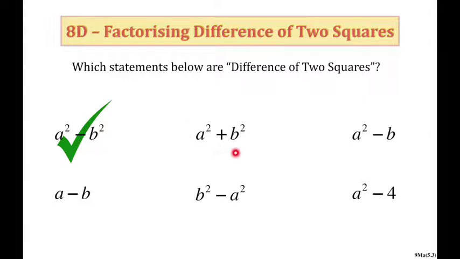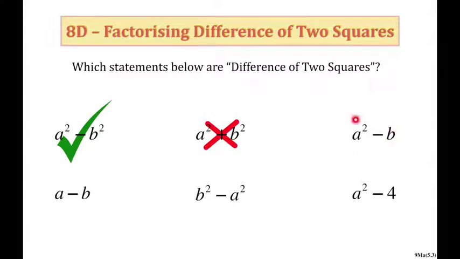Let's look at the next one. I've got two squares. I've got two terms. They're both squared, so they're two squares, but this is not a difference because it's a plus sign. So, that is not a difference of two squares.